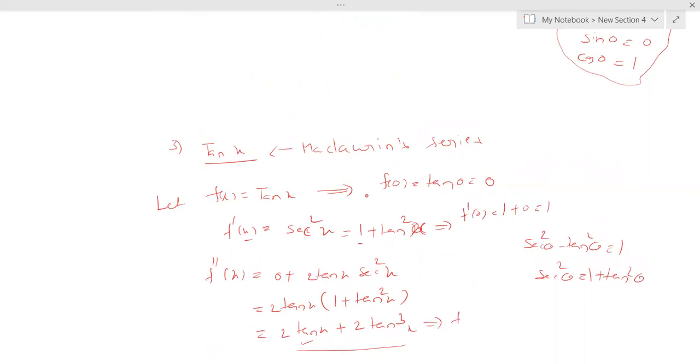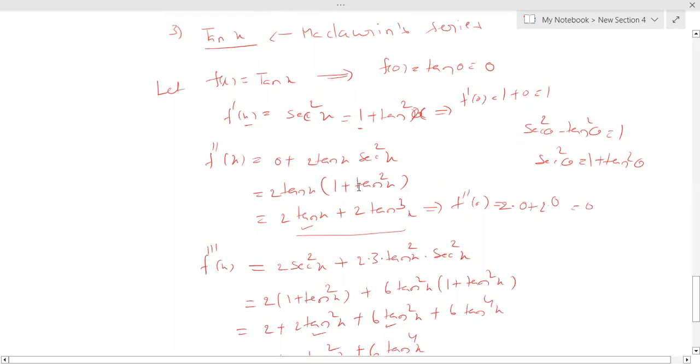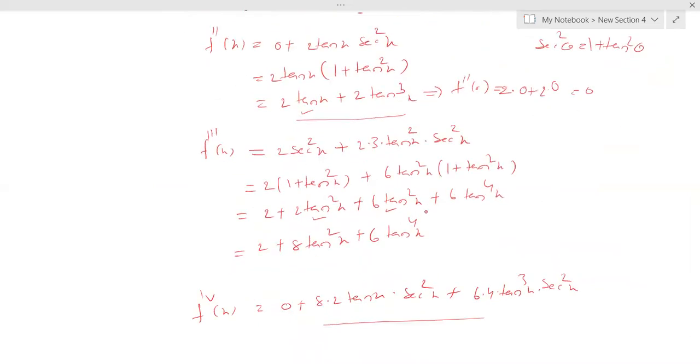From this we get f double dash 0. f double dash 0 equal to 2 into tan 0, which is 0, plus 2 into tan cube 0, which is 0. So f double dash 0 is 0. Now f triple dash of 0 equal to 2 plus 8 into 0 plus 6 into 0, equal to 2.